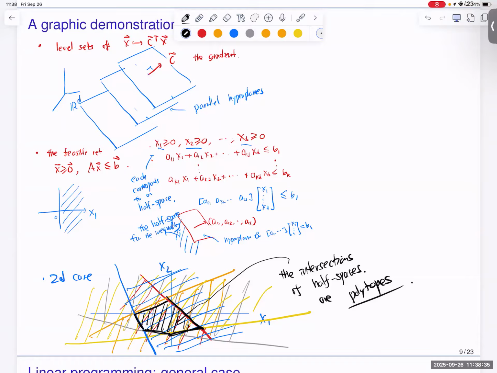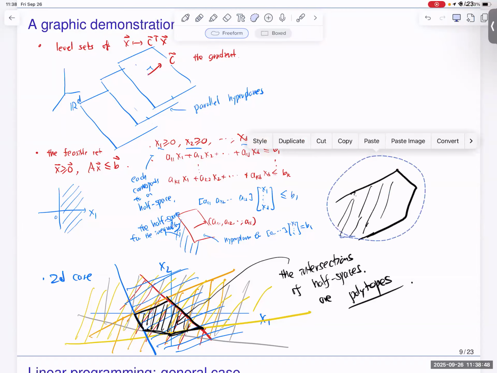Not necessarily. Yeah. You can have something like this. Yeah, it depends on the convention.